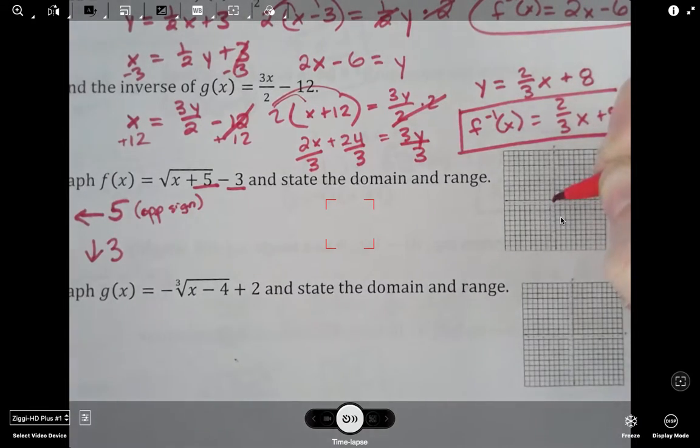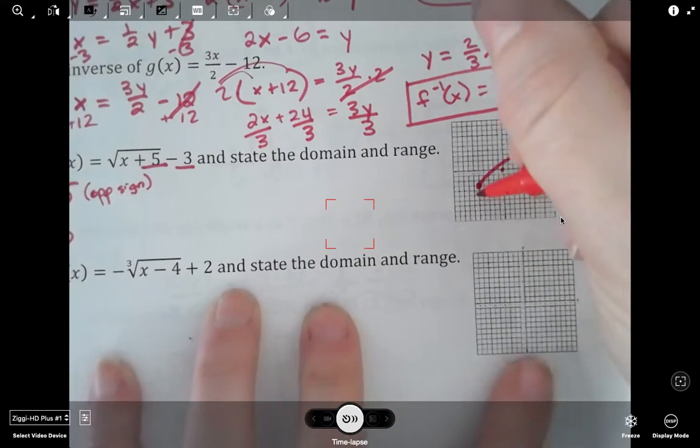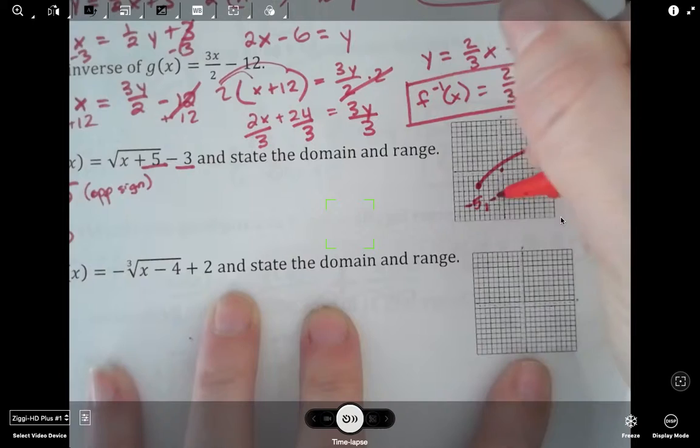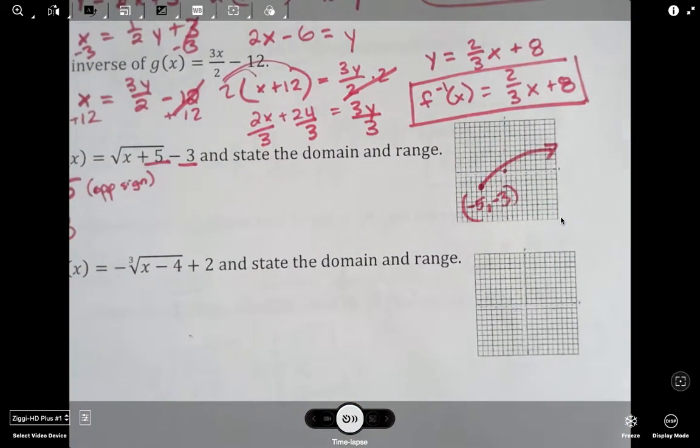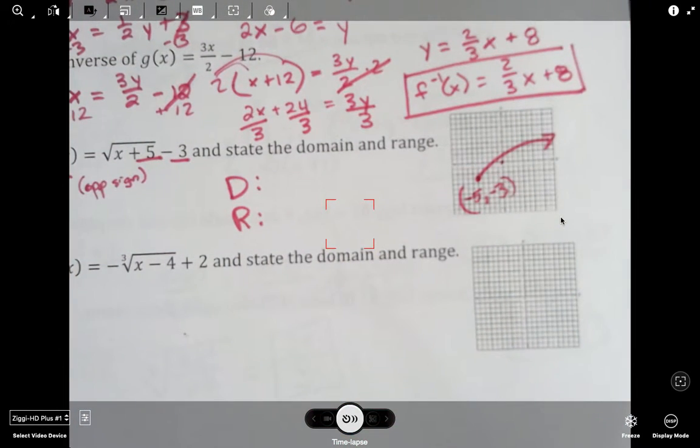So I'm going to go to the left 5: 1, 2, 3, 4, 5, and down 1, 2, 3. And then it's going to do this. So left 5, down 3. This is negative 5, comma, negative 3. That's that dot. Then they want the domain and range. Last thing, domain and range.